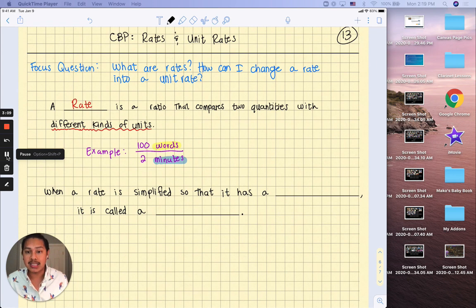So when a rate is simplified so that it has a denominator of 1, it is called a unit rate. When a rate is simplified so that it has a denominator of 1, it is called a unit rate.